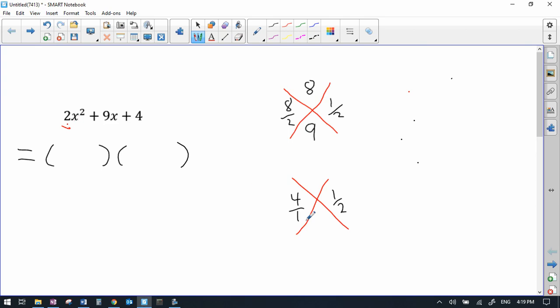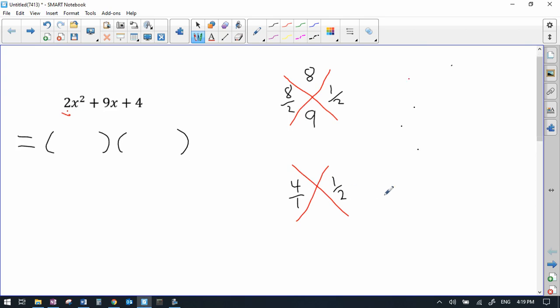The bottom number gives you the coefficient on x, and the other number gives you just the constant term. So x plus 4, and the other one is 2x plus 1.